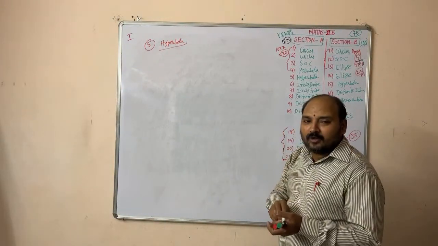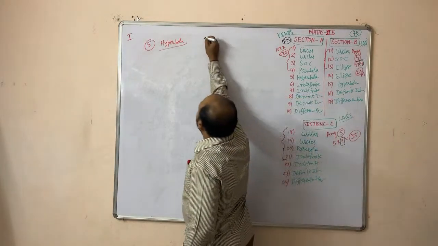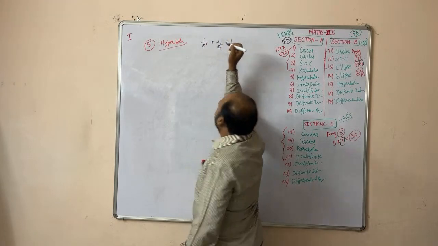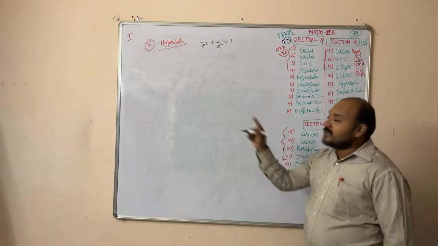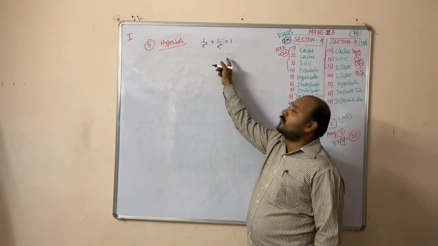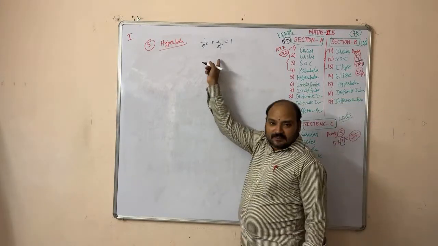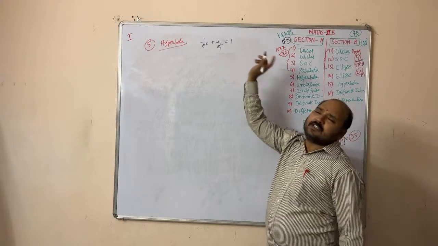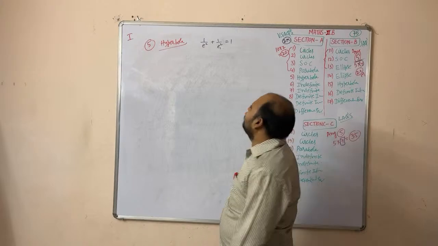In the hyperbola, first one, the problem based on 1 by e square plus 1 by e1 square equal to 1. They will give the eccentricity of the hyperbola and ask to find the eccentricity of the conjugate hyperbola, e1. So based on this, you have. Otherwise, a straightforward question also, prove this result. That also they will ask, for 2 marks or 4 marks sometimes.